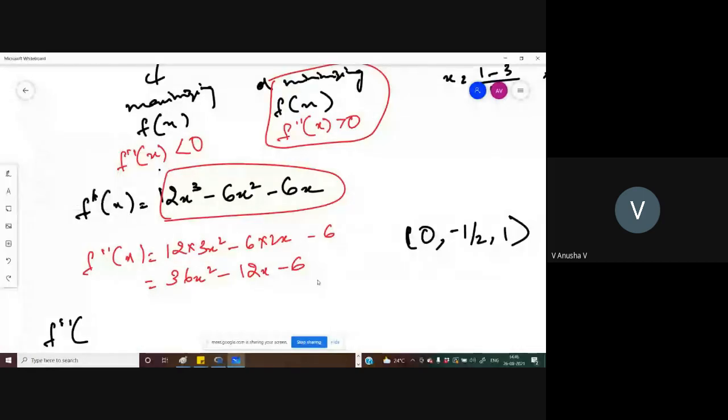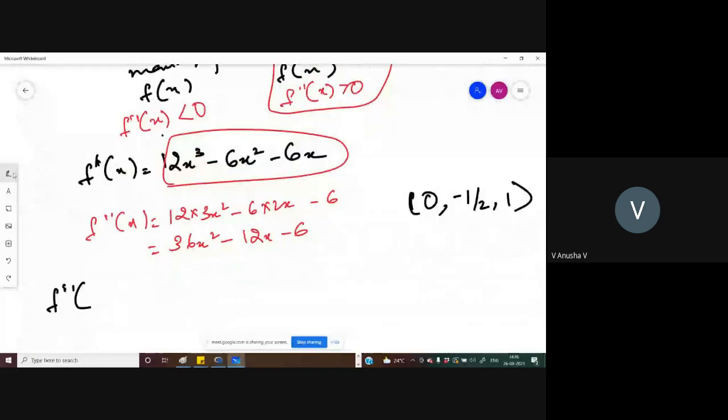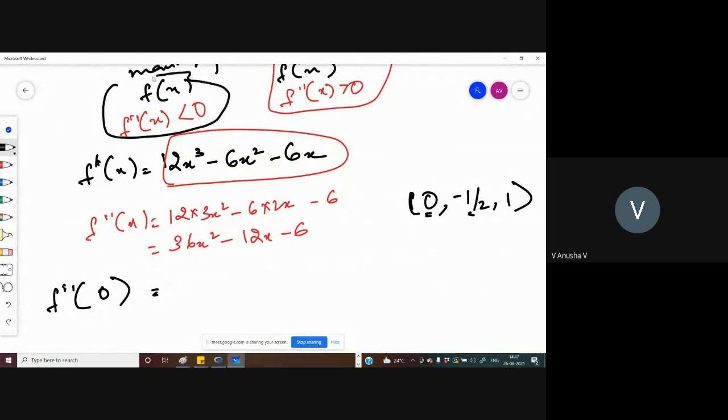So we need to calculate for each of the stationary points. We need to substitute these values in the double derivative, in the second derivative of this one, and let's see whether we are getting a positive value or negative value. If you're getting a negative value, then you have to consider that particular stationary point, because the necessary condition for this will be f double dash of x is less than 0.